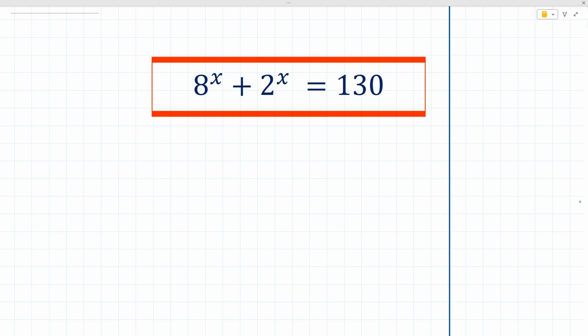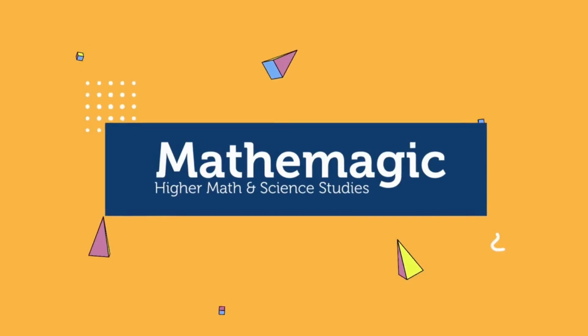Today we look at how we can solve 8 to the power x plus 2 to the power x equal 130. Hard equation, but manageable. Let's go.